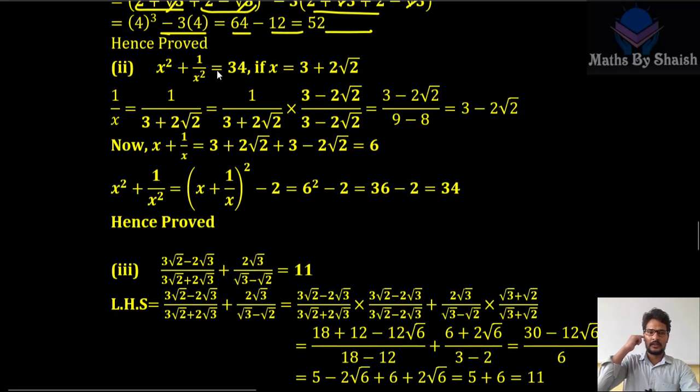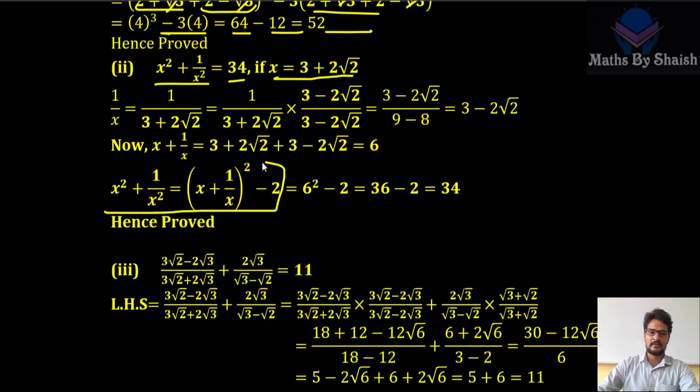And the second one, now we need to prove that x square plus 1 upon x square is 34 when x equals 3 plus 2 root 2. Again 1 upon x, so we need to use this identity first of all. Otherwise also we can calculate in this way. If it is x, then we can calculate x square and 1 upon x square, then add it, then also we'll get 34 in case we don't remember the identity. So as we can see, we have used this identity, so I will use it in this way. And then 1 upon x rationalized, we got 3 minus 2 root 2, and then we can see they are very similar.